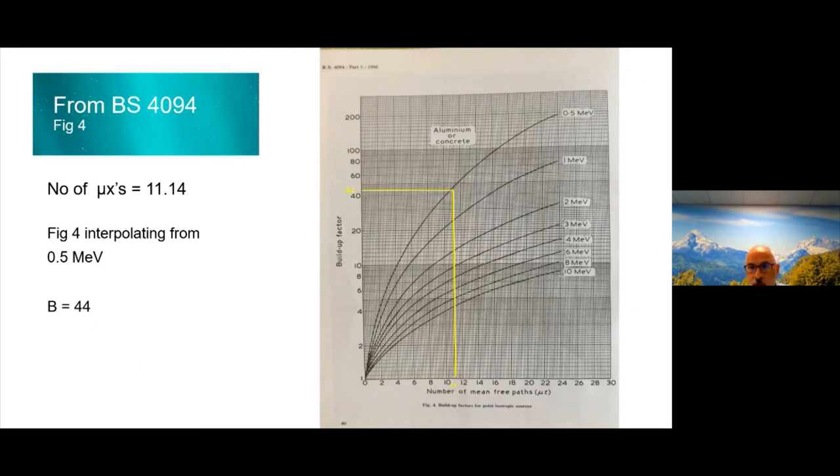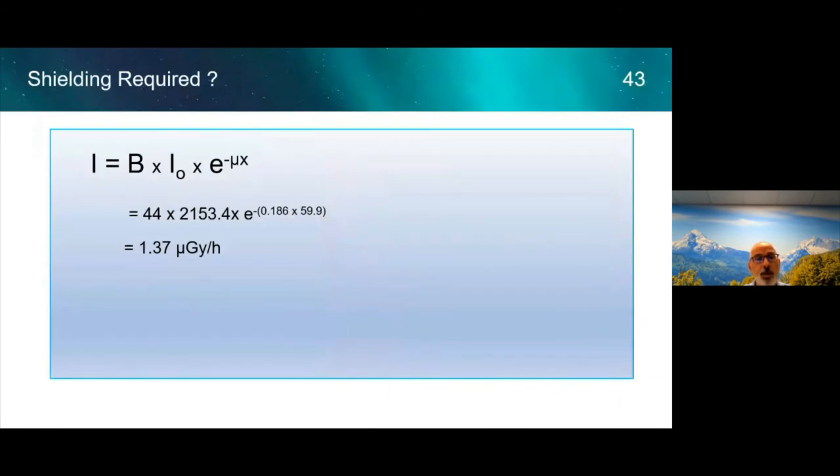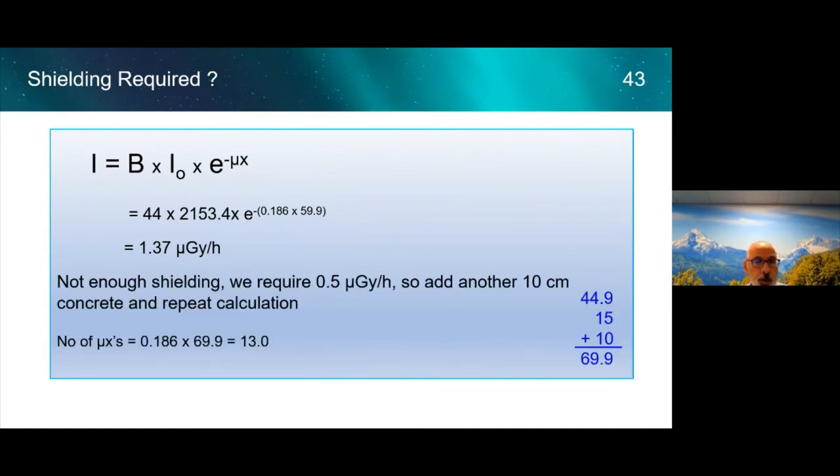And again, I've projected up to my imaginary graph. And I've just noticed here that I've made it somewhat higher up, but you get the idea for the purpose of this demonstration. I've read across, and this time I've estimated that the build-up factor is 44. So substituting that factor B equal to 44 back into the formula gives us a reduced dose rate of 1.37 microgray an hour. Still not enough, as we require 0.5.